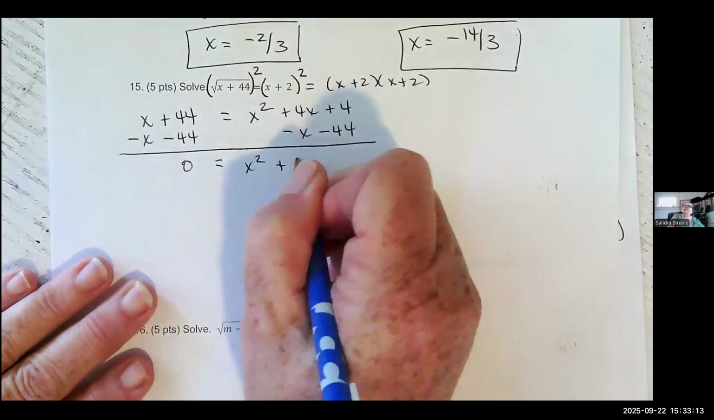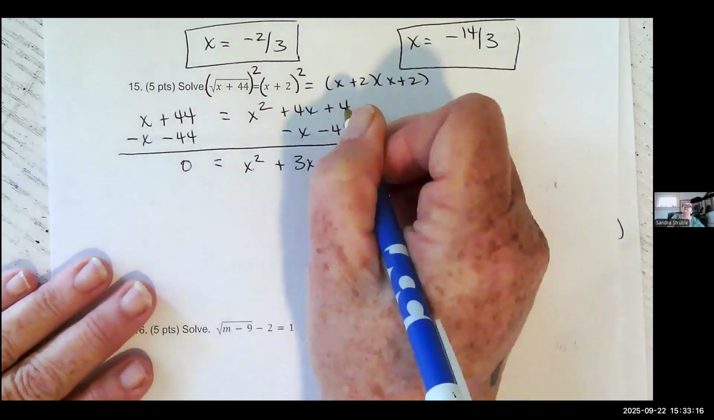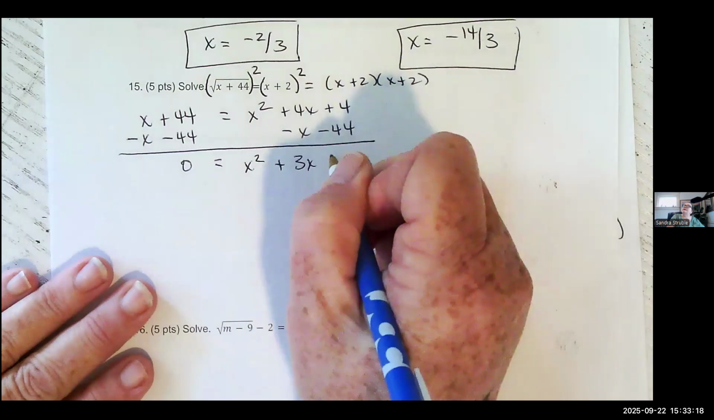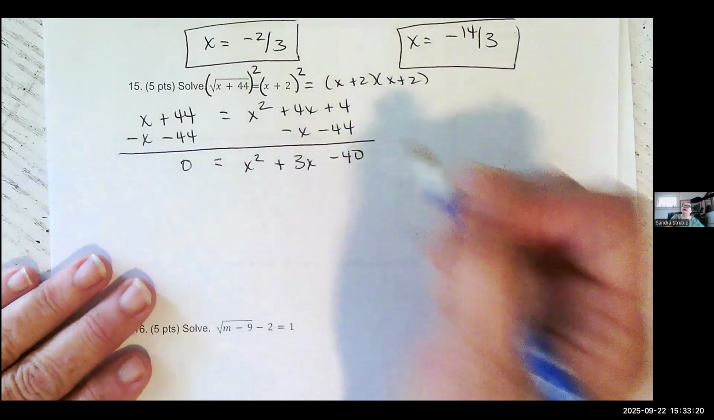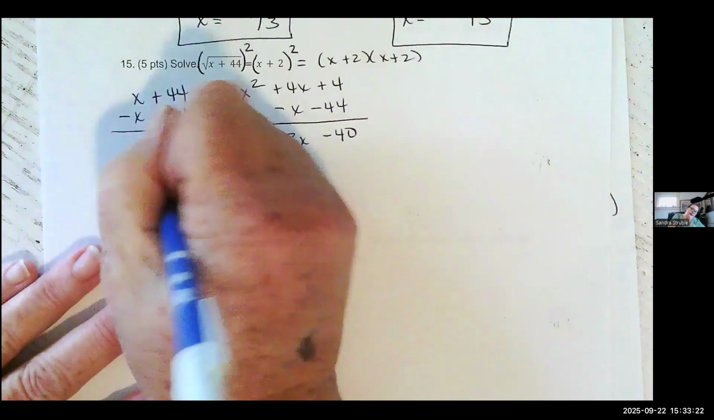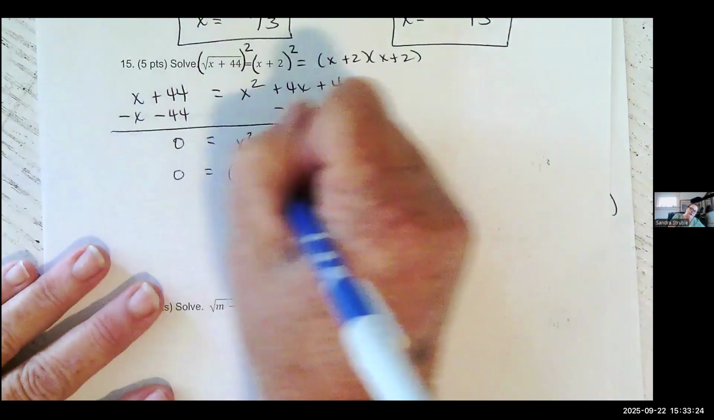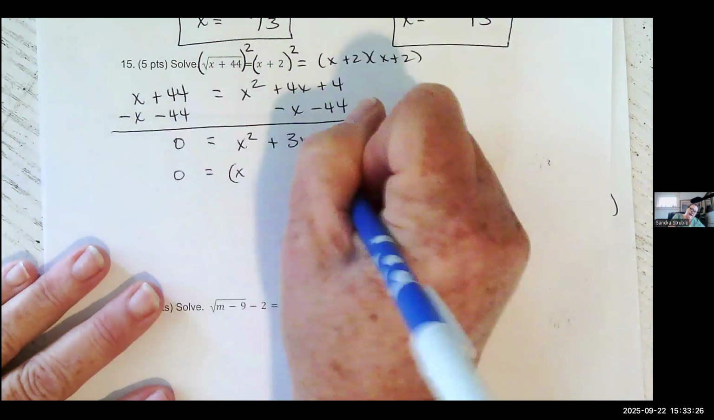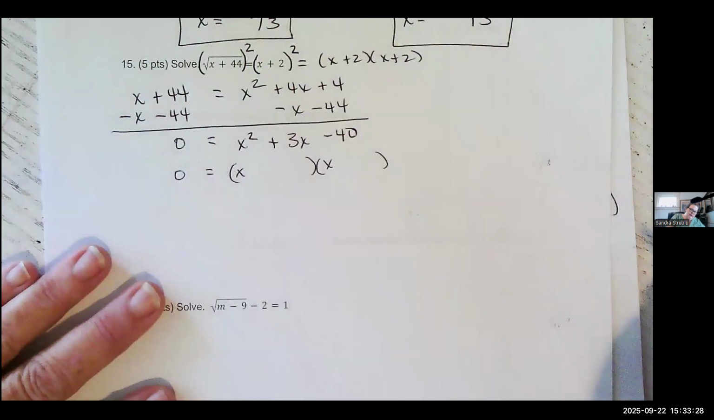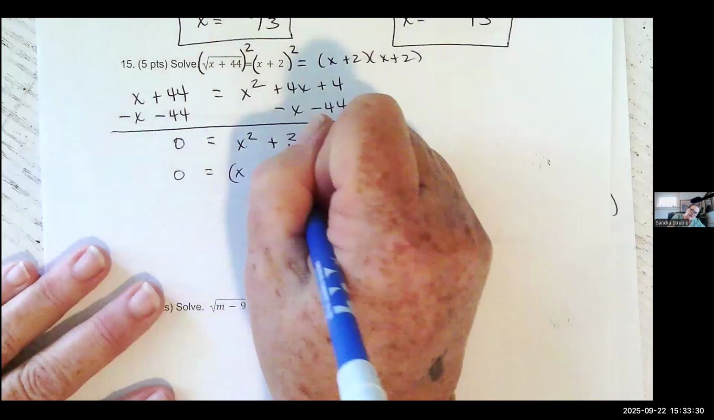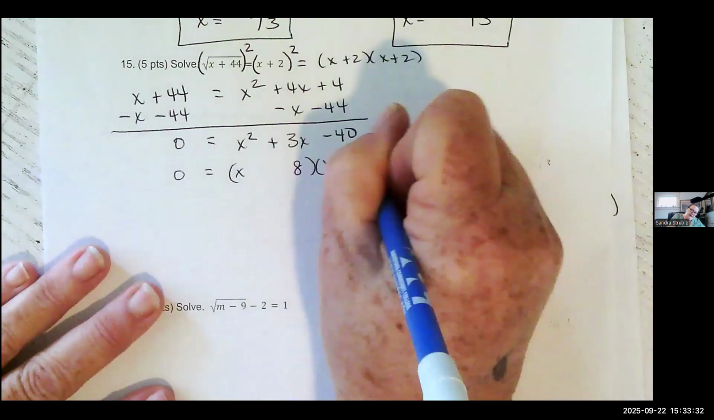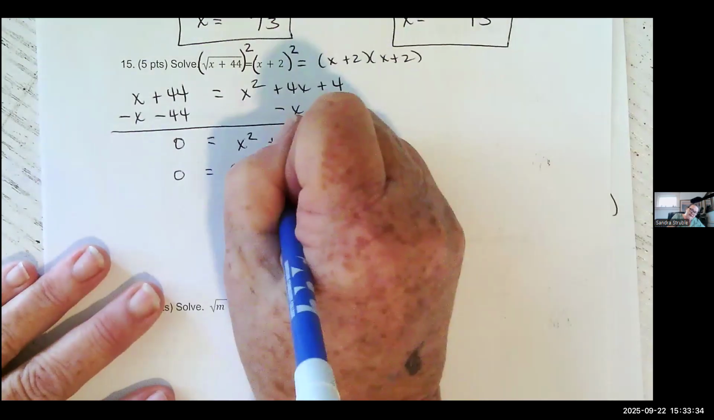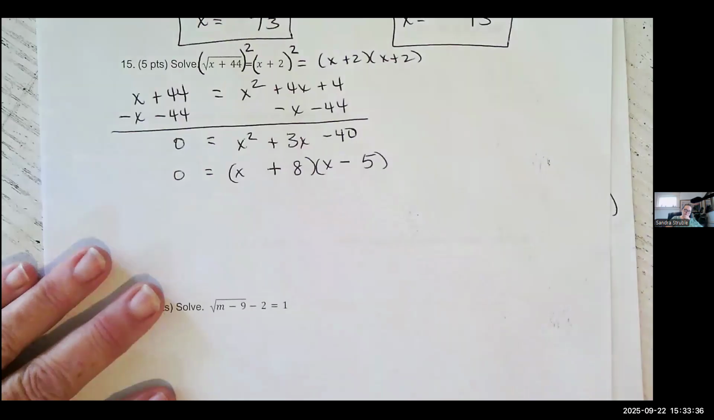4 minus 1 is 3x. Positive 4 minus 44 is negative 40. The signs are different. You subtract, take the sign of the larger number. And now we're going to factor the trinomial, x and x. And it looks like 8 and 5 will give me 3. And then the middle term needs to be positive, but I need to subtract them.